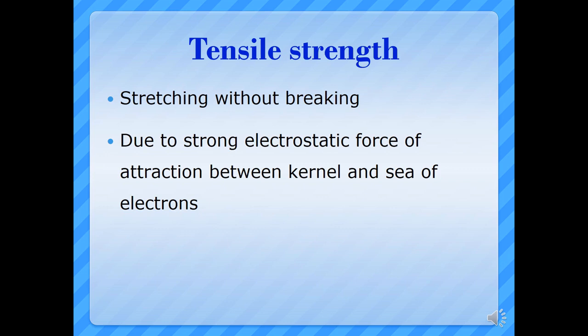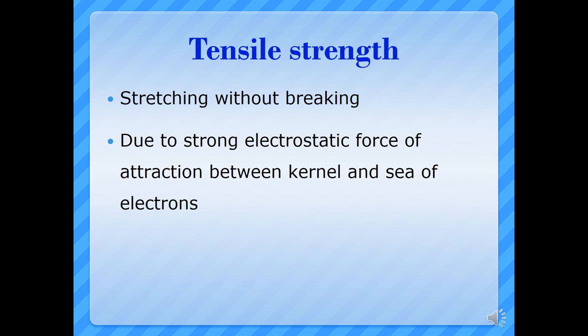This tensile strength is due to the strong electrostatic force of attraction between the kernels and the electrons, because we know kernels are positively charged species and electrons are negatively charged species. So there is an electrostatic force of attraction between these kernels and the electrons, and that is why metals can stretch without breaking. So this is how free electron theory explains the different properties of metals.